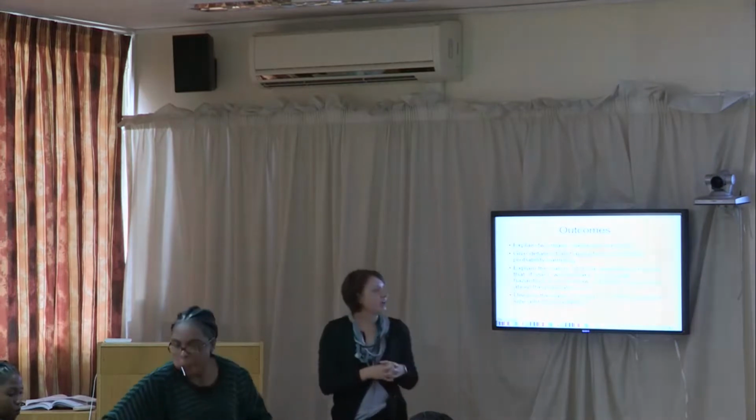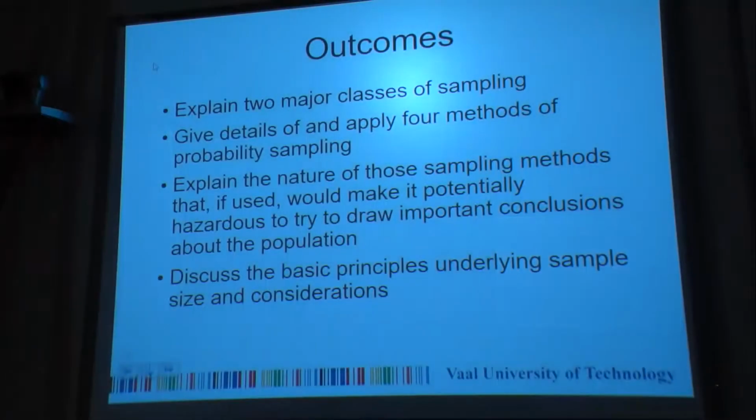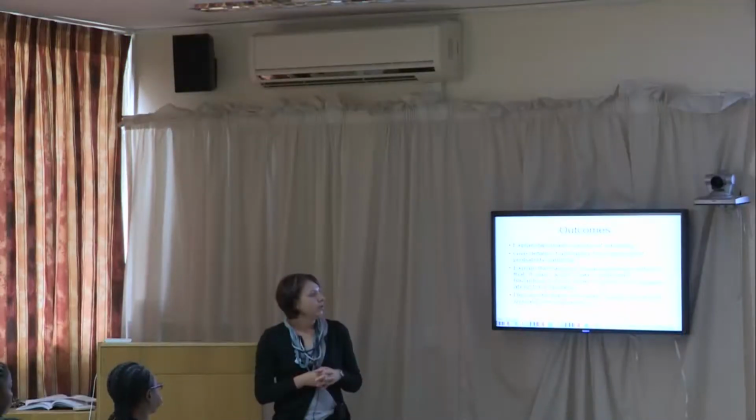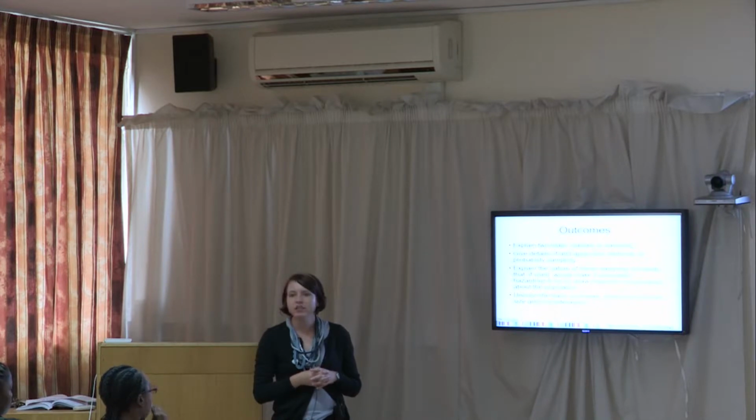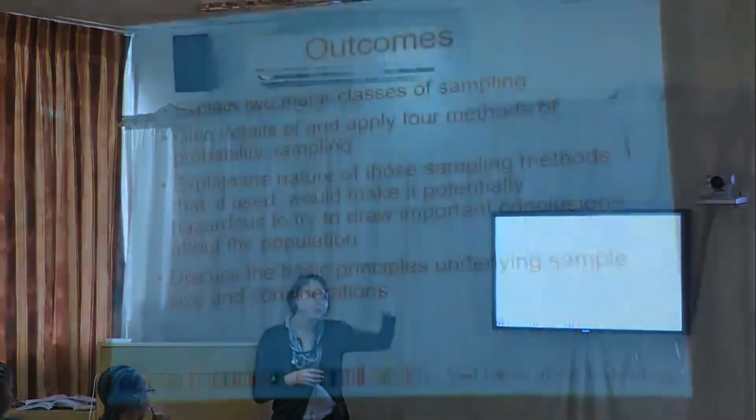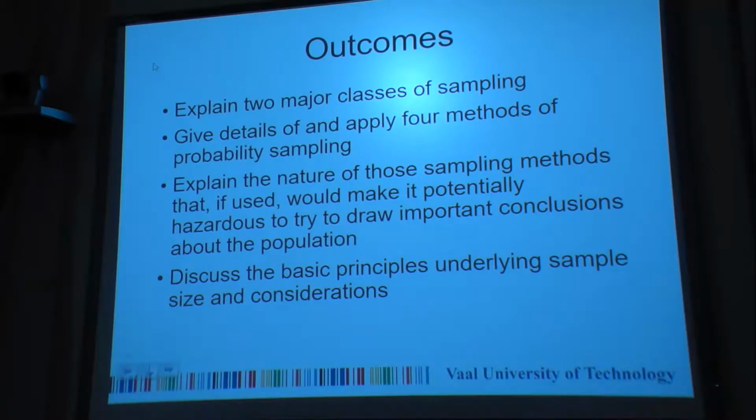So the outcomes of this chapter, we need to understand two major classes of sampling. We're going to look at probability and non-probability sampling. That's the two main methods of sampling. We're going to look at the details of the methods of sampling. So we have probability sampling and different methods underneath them. We have non-probability sampling and different methods underneath them. We're going to look at those methods.